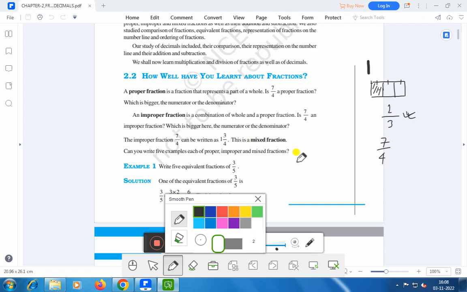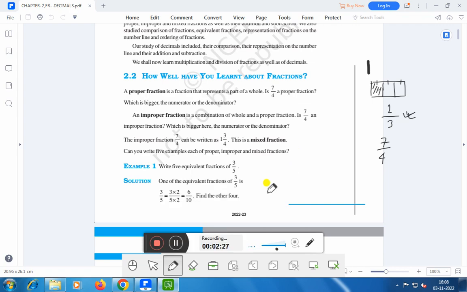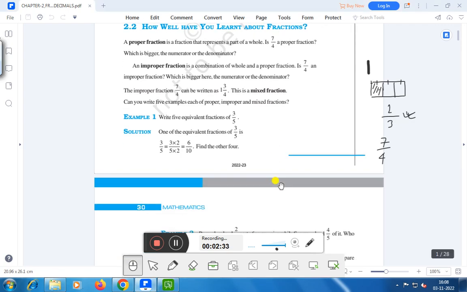Now, there is another thing, that is equivalent fractions. What is an equivalent fraction? How can you define an equivalent fraction? For example, suppose this is a part like this. Suppose this one I have drawn, and if it is divided into 4 equal parts, 1, 2, 3, 4, right?